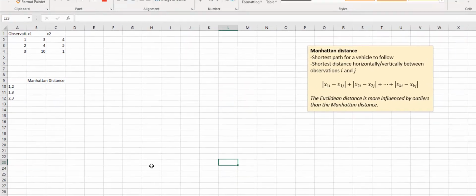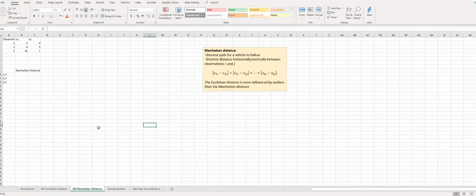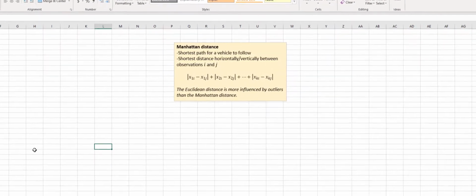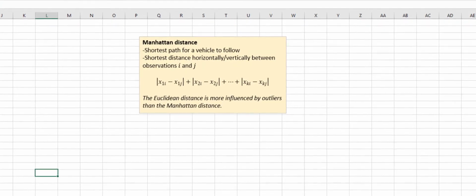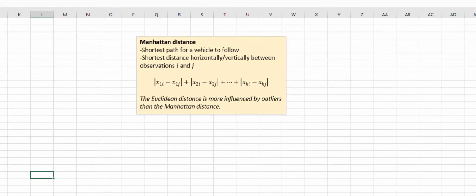Next, I'm going to talk about the Manhattan distance. Manhattan distance is the shortest distance between two observations if you are only allowed to move horizontally or vertically. Referring to the city of Manhattan, if you have visited Manhattan, you realize that the city is laid out in square blocks. The Manhattan distance between two points is the shortest path for a vehicle to travel from one point to another in the city. For a data set that has k variables, the Manhattan distance is found as follows. In absolute terms, x1i minus x1j plus x2i minus x2j, and it goes until xki minus xkj.